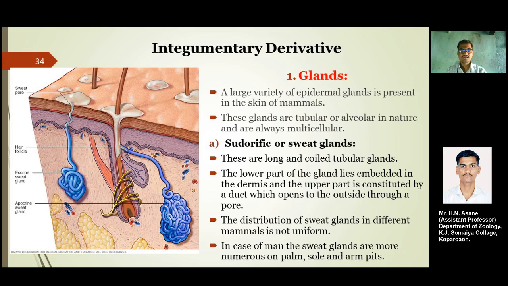In the case of man, the sweat glands are more numerous on the palms, soles, and armpits. Fewer sweat glands are present in the skin where it is directly in contact with the outermost environment.